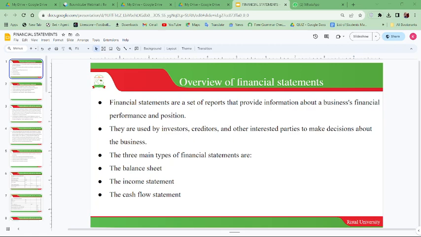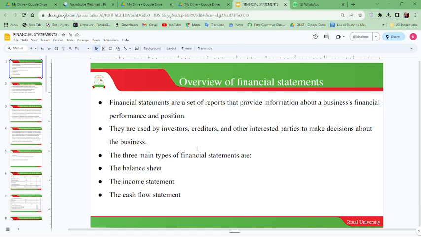Yes, good evening, class. Today we are going to look at an overview of financial statements. Financial statements are a set of reports that provide information about a business's financial performance and position.